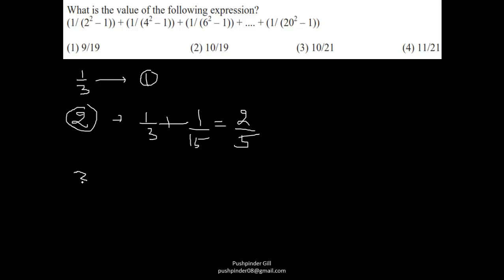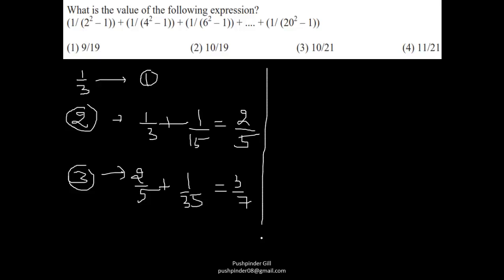So if I want to calculate the sum till the third term, that is going to be the sum till the first two terms, that is 2 by 5, plus the third term, that is 1 by 35. So if you calculate it, it's going to come out to be 3 by 7. So if you see, there is a pattern going on. The sum till first term is 1 by 3, the sum of two terms is 2 by 5, and the sum of three terms is 3 by 7.